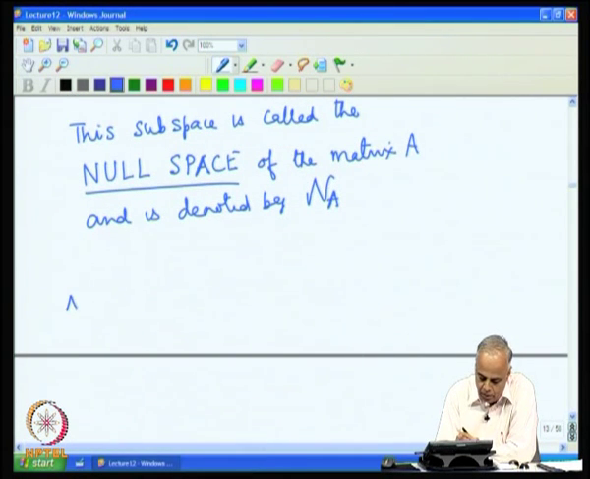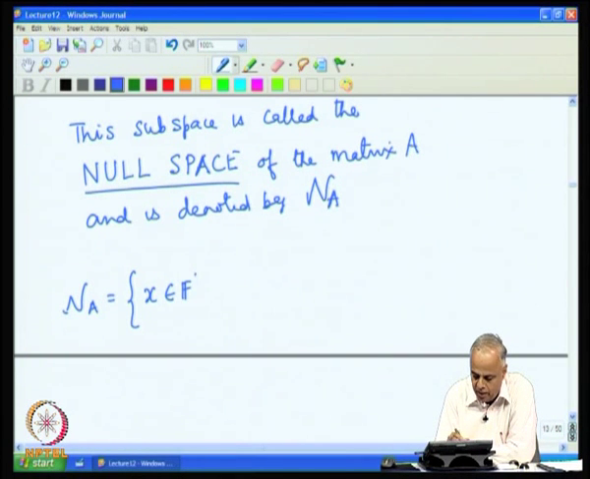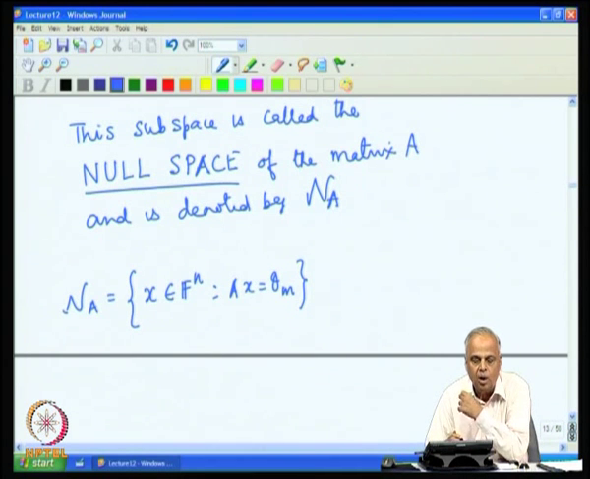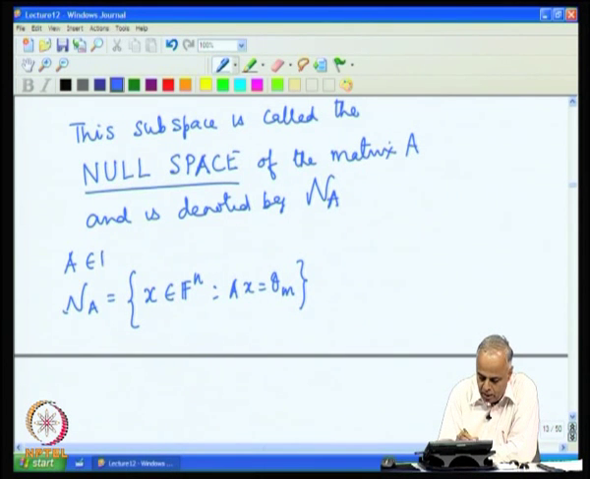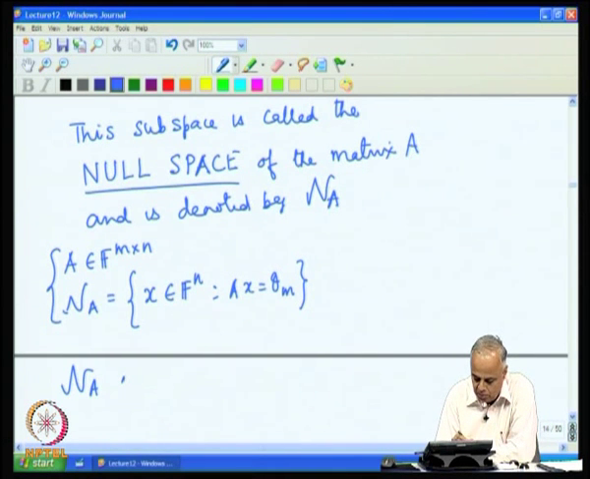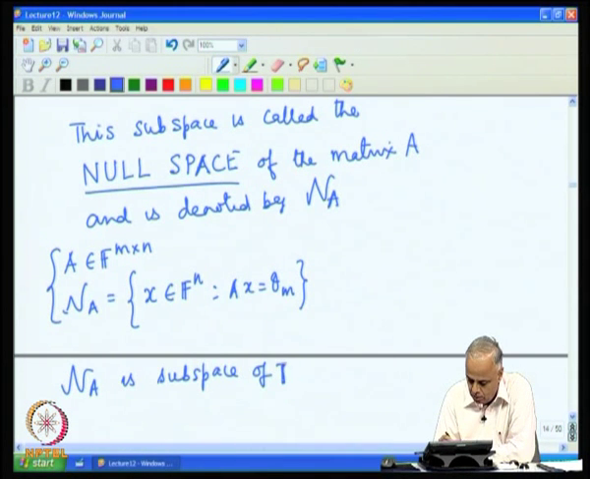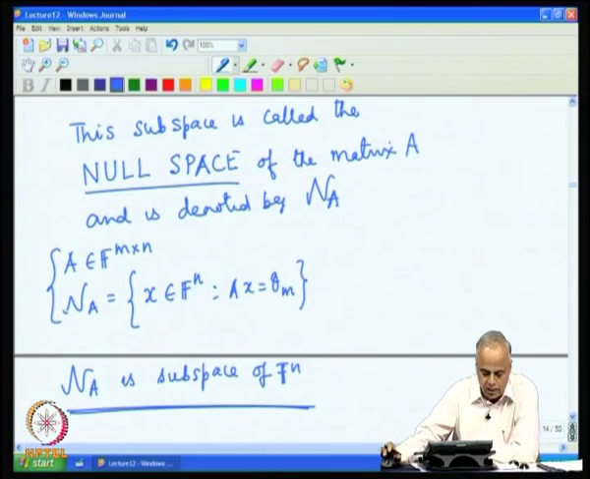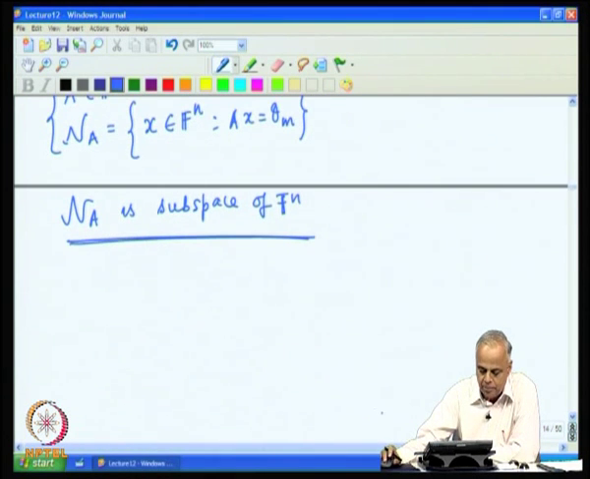So, what do we have? N A is equal to the set of all x in F n such that A x equal to theta m. So, the null space is nothing but the set of all solutions of the homogeneous system corresponding to the matrix A. So, if A is an F m by n matrix, the null space is a subspace of F n. So, that is the first subspace that we have seen associated with a given matrix A.